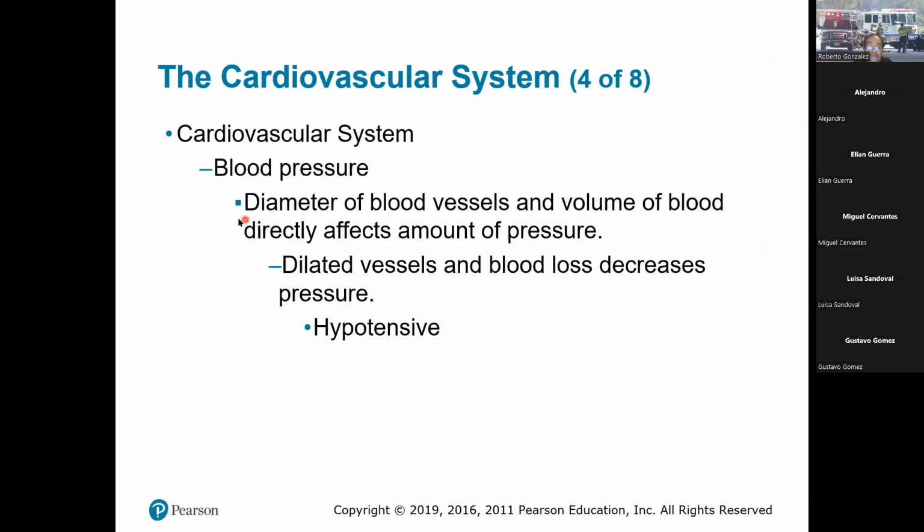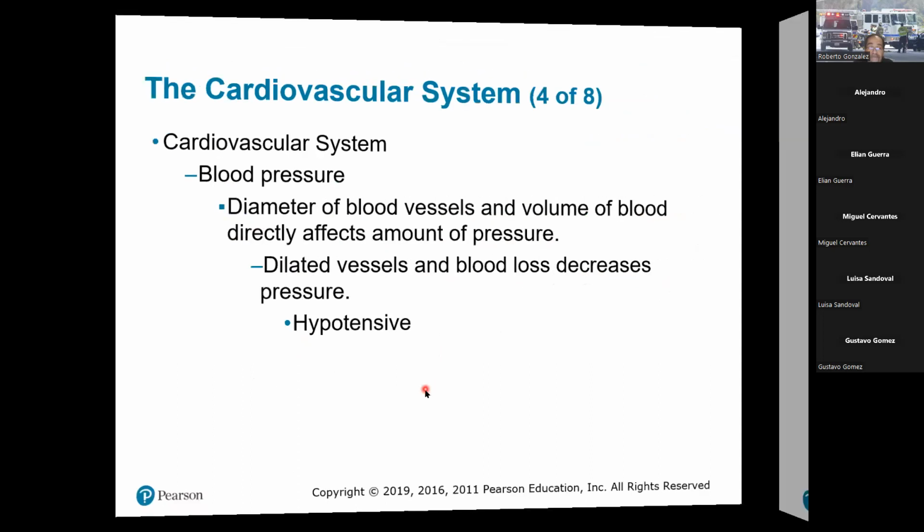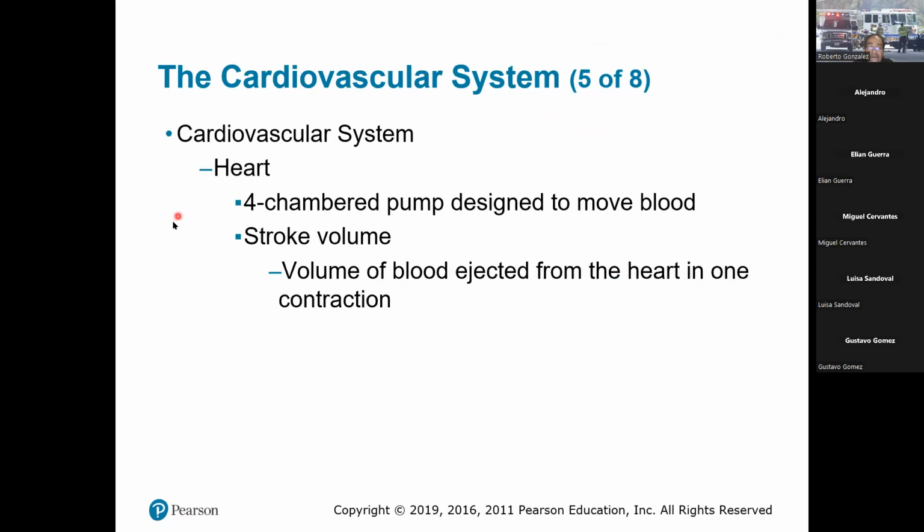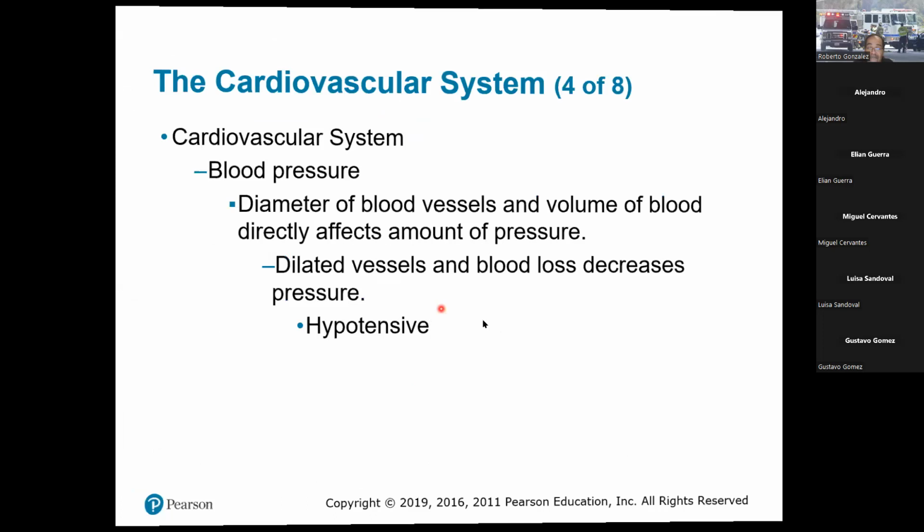Blood pressure: the diameter of blood vessels and the volume of blood directly affect the amount of pressure that you're going to have. If you have dilated blood vessels, you are going to have low blood pressure, also known as hypotension. If you have constricted blood vessels, you have hypertension.